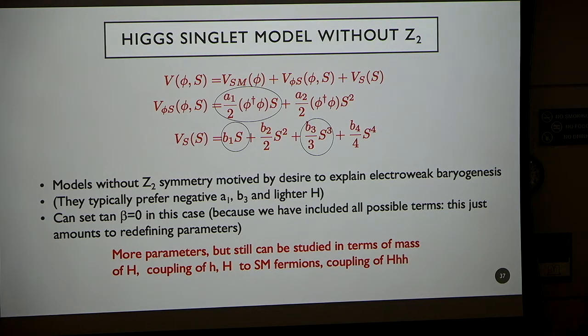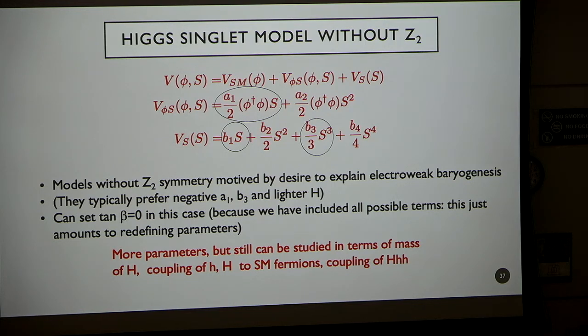We put in a Z2 symmetry by hand. Let's take out the Z2 symmetry. Let's add in terms which are odd under S goes to minus S. So you can have a single term here, and an S cubed term here. So you can have 3 more terms. So again, you can just go through your potential. But the interesting thing here is I've added all the terms. All the terms which are allowed by symmetries. There are no missing terms.